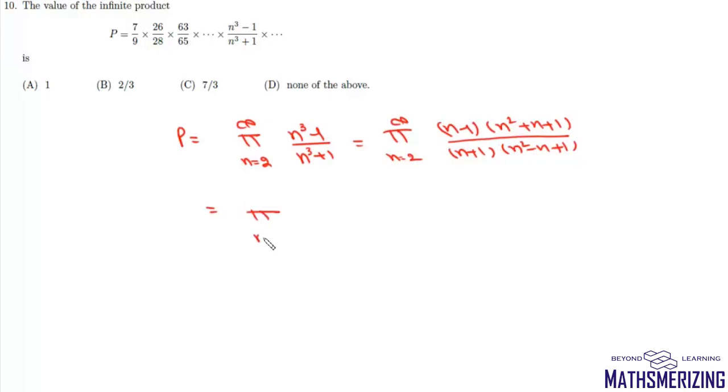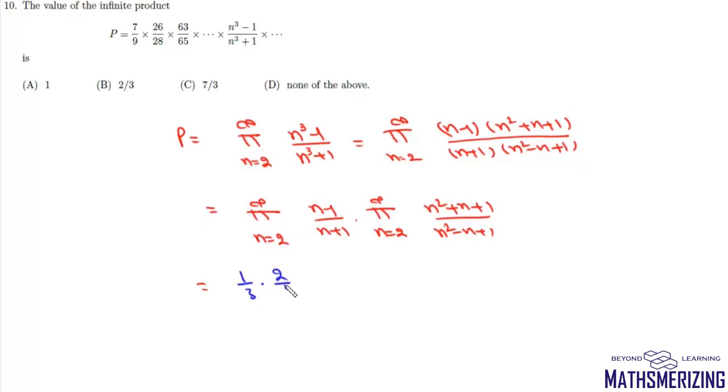So the first one will be the product for n varying from 2 to infinity of (n minus 1) upon (n plus 1), and then the second product, n varying from 2 to infinity, of (n square plus n plus 1) upon (n square minus n plus 1). Now in the first product, if we put the value of n as 2, we'll get 1 upon 3, and then 2 upon 4, 3 upon 5, 4 upon 6. It'll continue. The same way here we'll get 4 plus 2 plus 1, which is 7, and 4 minus 2 plus 1, which is 3.